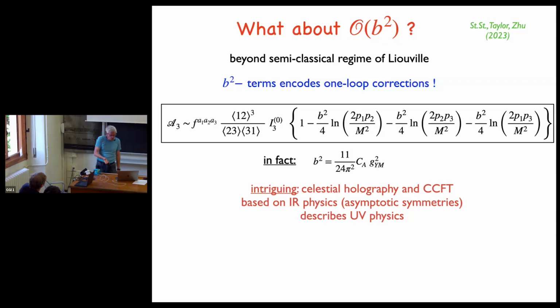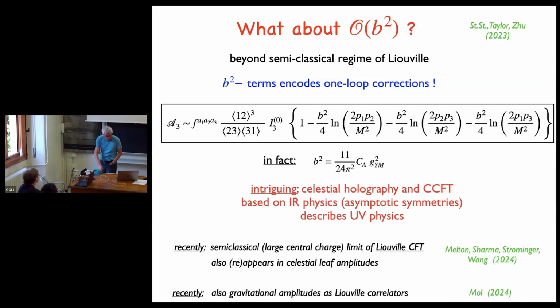This is intriguing because at the beginning of my talk, I stressed a lot that this celestial program is very much tied to asymptotic symmetries. I mean, because these are the symmetries you see on the celestial sphere, which likewise is related to IR physics. But now you suddenly also, by looking at this conformal field theory of the celestial sphere, seem to probe UV physics. This is striking.